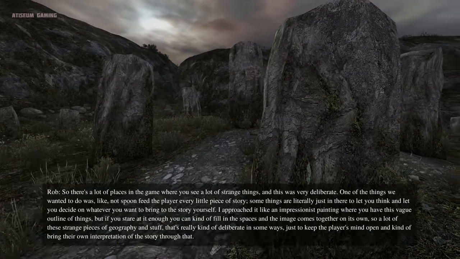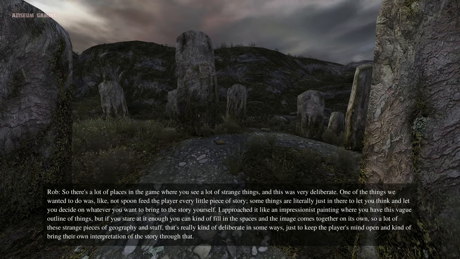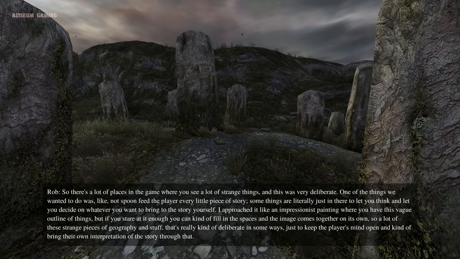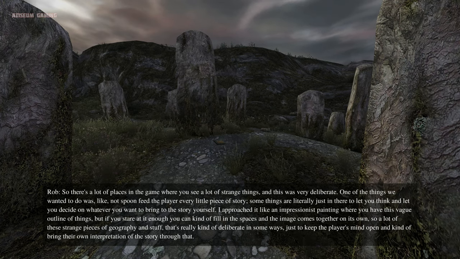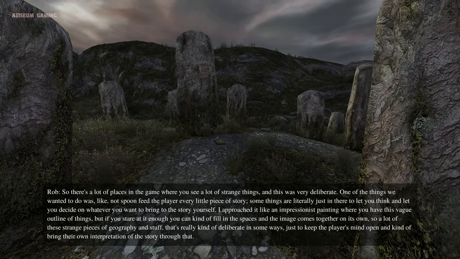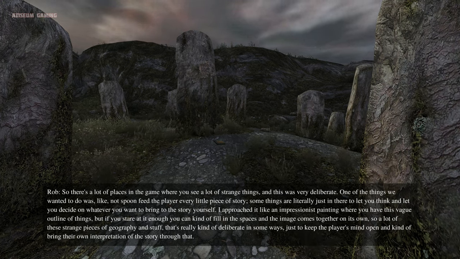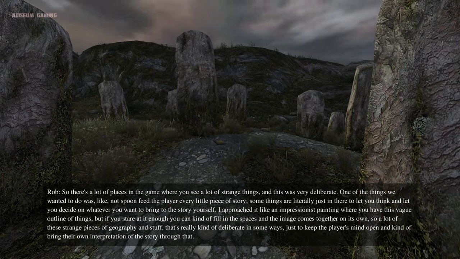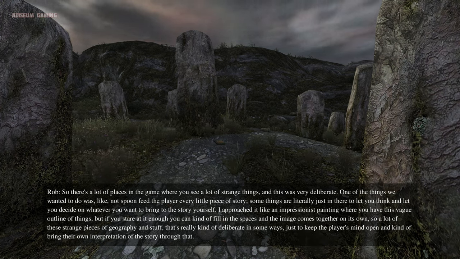So there's a lot of places in the game where you see a lot of strange things, and this is very deliberate. One of the things we wanted to do is just not spoon feed the player every little piece of story. Some things are literally just in there to let you think and let you decide on whatever you want to bring to the story yourself.